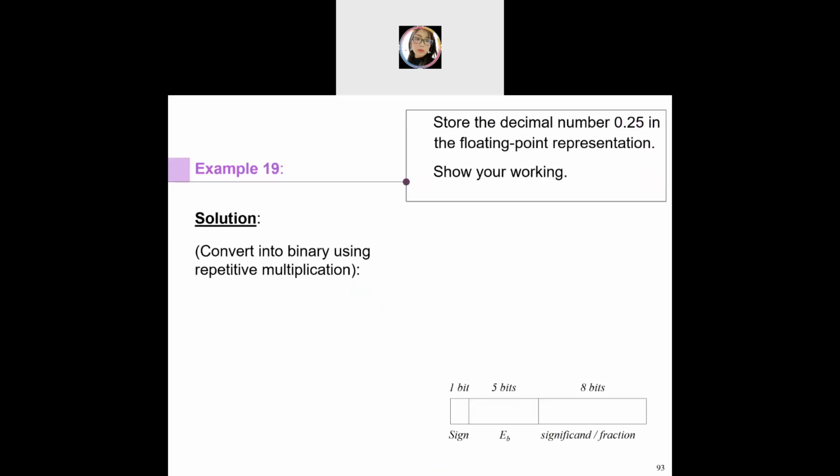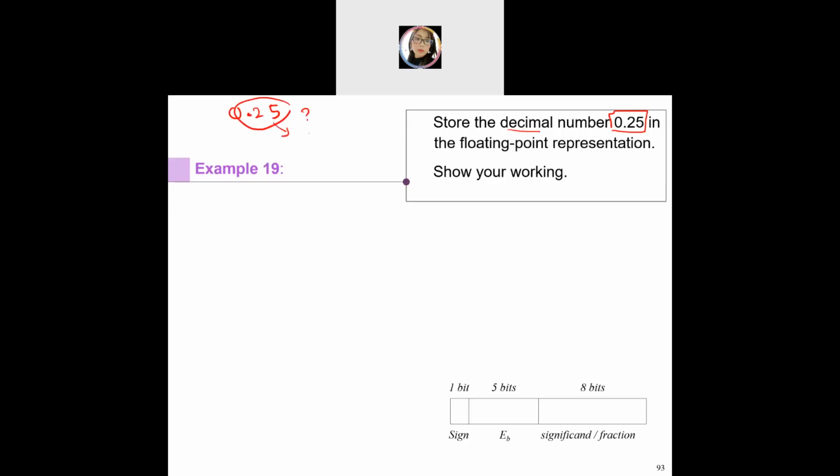There is another example here. Let's redo. Convert into binary using repeating multiplication. Okay, sorry, this one is the solution. Store the decimal number 0.25. How to convert? This is decimal 0.25. Remember how to convert a floating point to decimal. If you don't know yet, please refer back to your digital logic subject, okay? This one we learned in chapter 2, numbering system.